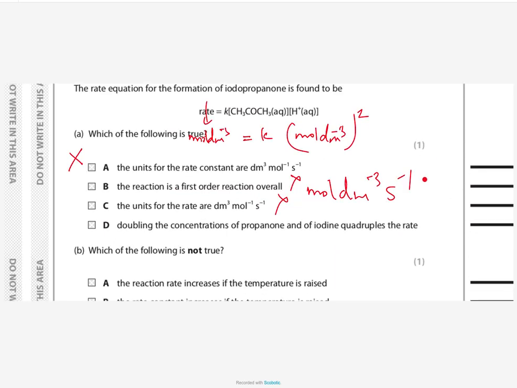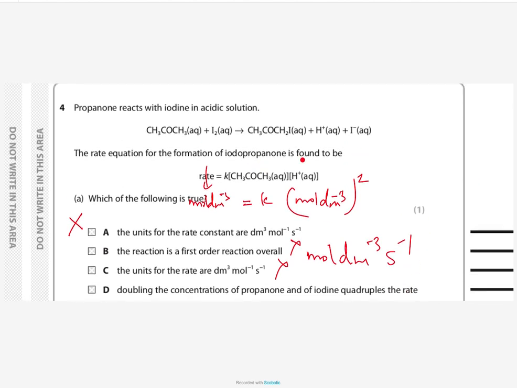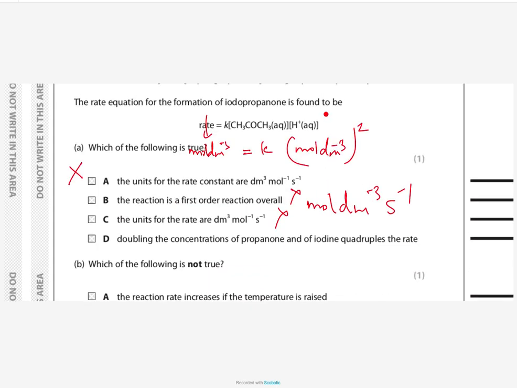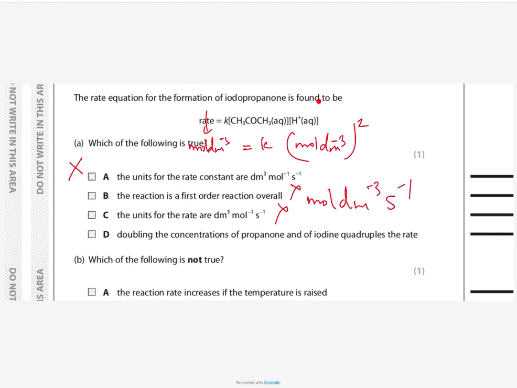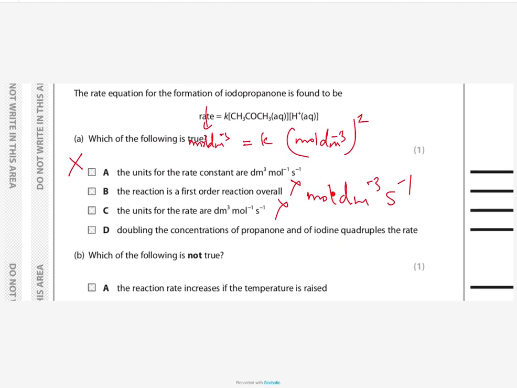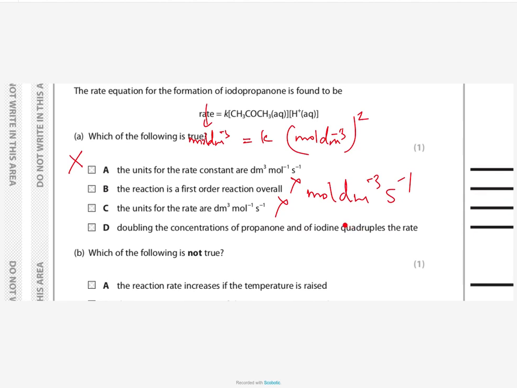Doubling the concentrations of propanone and of iodine quadruples the rate. No. That's wrong, right? Because iodine is mentioned. Propanone and H plus will quadruple the rate, 2 times 2 is 4. Not iodine, because iodine is zero order. So it actually doubles the rate. If you double the propanone and iodine, because propanone is doubled, the rate is doubled, not because of iodine. Iodine is not in the rate equation. Got it?